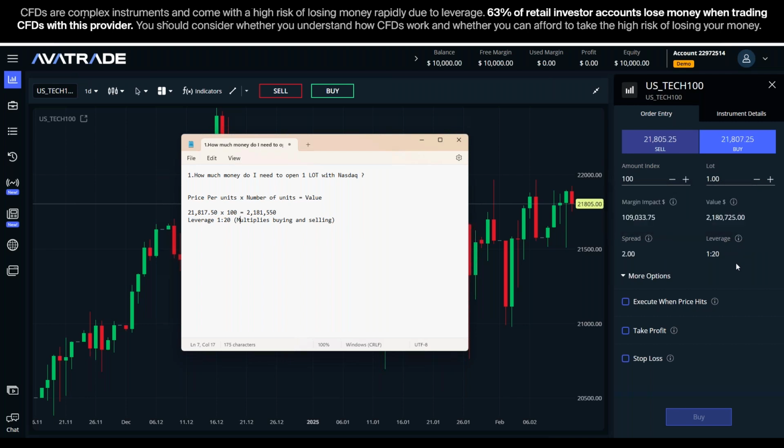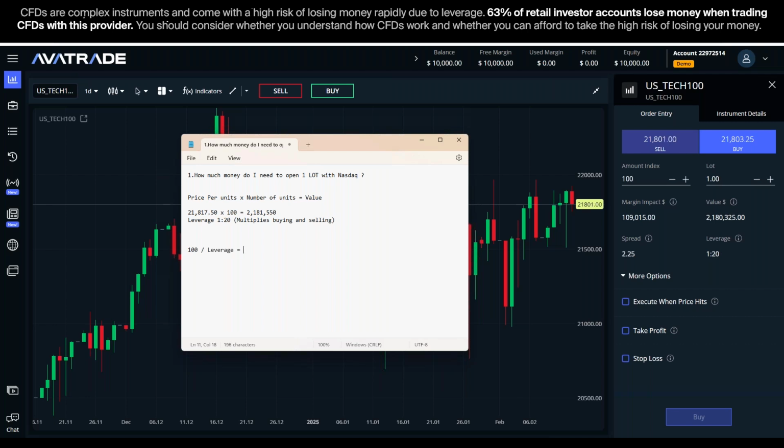It's individual, and for commodities, I might have a different leverage. For currencies, I might have a different leverage. For even different indices, I might have different leverage. So I need to pay attention to that and to see what my multiplier is. But if the case is that it's 1 to 20, I need 5% of my value.